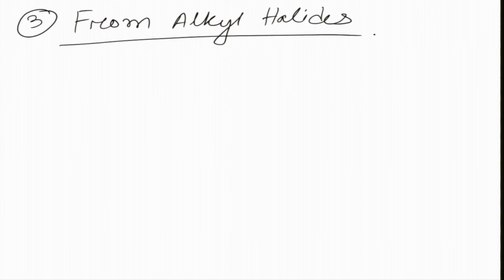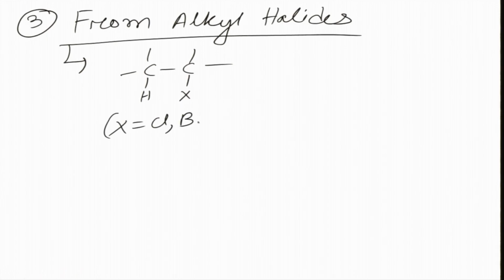Okay. Now, we will start the preparation of alkenes from alkyl halides. Okay. So, alkyl halides are like this: R-X, okay. X can be chlorine, bromine or iodine. Fluorine is not applicable here, only chlorine, bromine and iodine, okay.